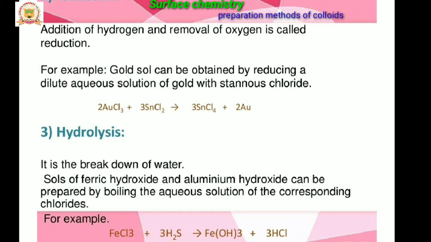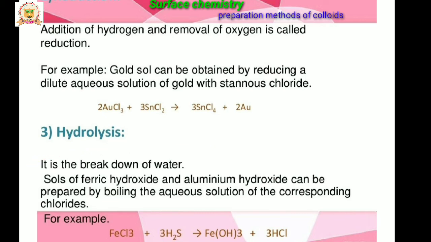Here the process of addition of hydrogen and removal of oxygen is called reduction. For example, a gold sol can be obtained by reducing a dilute solution of gold chloride with stannous chloride. Here the gold chloride is treated with stannous chloride, the chlorine from the gold is absorbed by the SnCl2, and the remaining gold is formed. The gold salt AuCl3 gets reduced to Au. Here SnCl2 acts as a reducing agent. It reduces the AuCl3 to Au.